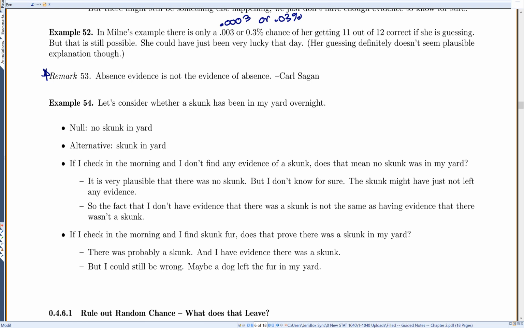Okay, what about the other way though? What if I check in the morning and I find skunk fur? Does that prove that there was a skunk in my yard? Well, there was probably a skunk. I have evidence there was a skunk, but I could still be wrong. Maybe a dog left the fur in my yard. So evidence can still always be wrong. In statistics, we're just dealing with probabilities. We can tell you what was likely, but we could still be wrong.